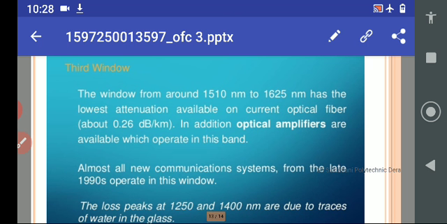The third window, which came into existence later on around 1990, operates from 1510 to 1625 nanometers, and it experiences attenuation of 0.26 dB per kilometer. In present days, the attenuation has been reduced to 0.2 dB per kilometer or less than 0.2 dB per kilometer, depending upon the quality of the optical cable and the optical components.